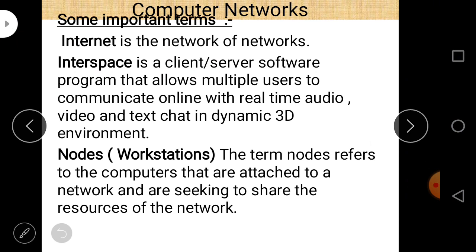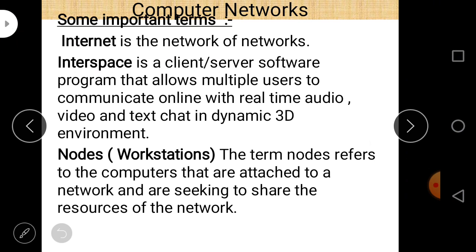So the definition can be divided into two parts. First of all, it is a client server software program. Second, it allows multiple users to communicate online with real-time audio, video, and text chat in a dynamic 3D environment. This is the definition of interspace.